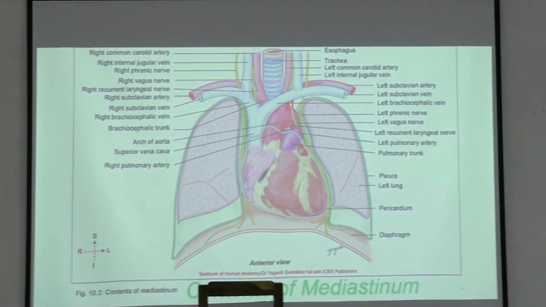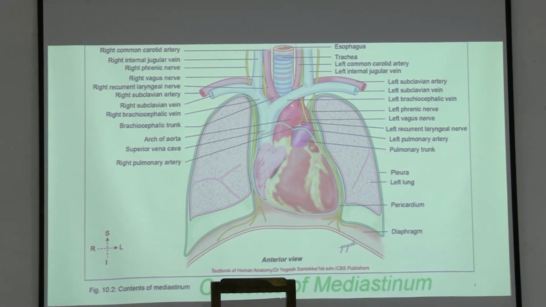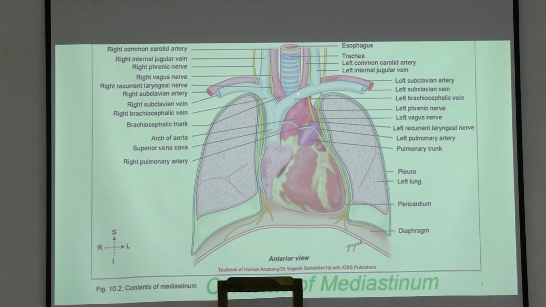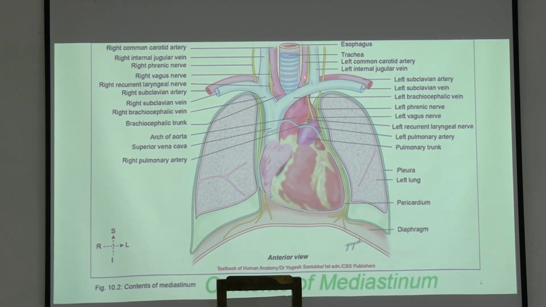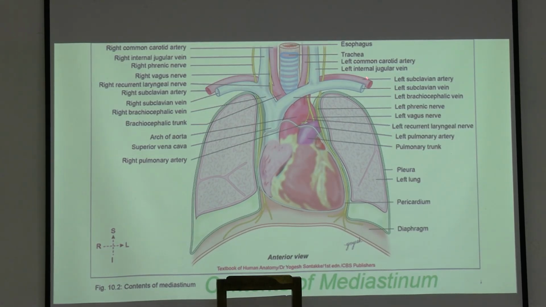So this is the brachiocephalic trunk. And on the left side, we are getting two branches. One will go directly towards the head, neck and brain region. That is the left common carotid, and this one will go to the left upper limb. That is the left subclavian.